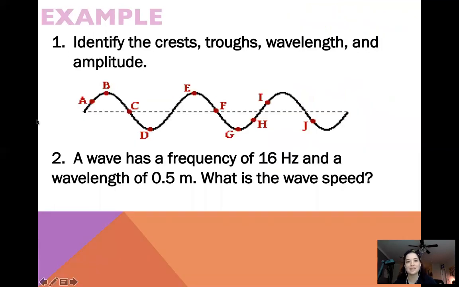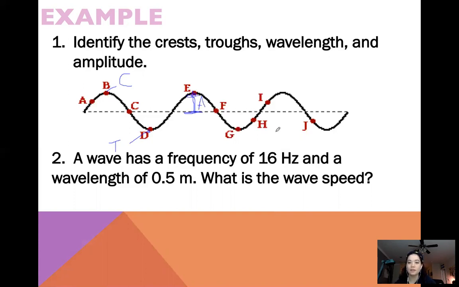All right, we've got one more example. We're going to identify crests, troughs, wavelength, and amplitude. Pause it. See if you can do it by yourselves. I'm going to identify just one of each. This is a crest. This is a trough. An amplitude is from here, right here, to my midline, okay? A.